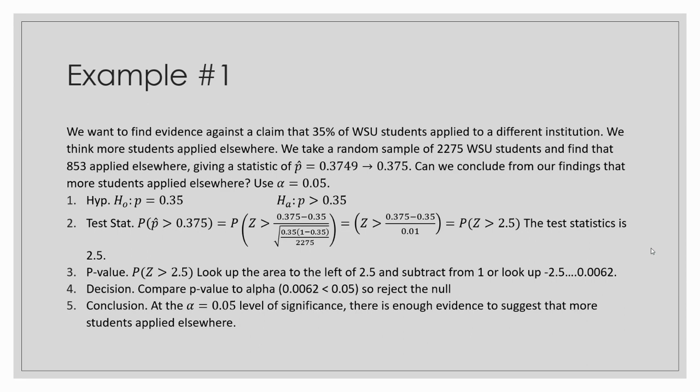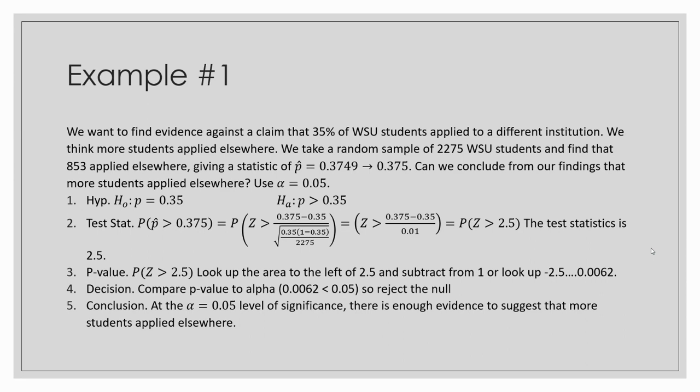The alternative hypothesis here is P is greater than 0.35, because they think more students applied elsewhere. That's why the alternative is greater. If you look at step two, notice that the inequality matches the alternative hypothesis: P is greater than 0.35, and then the probability that P hat is greater than 0.375. Those have to match. Very, very important. If the alternative was less than, then the computation in step two would be less than. It's very obvious that the null hypothesis is equal to 0.35. We've talked about that in a number of instances.